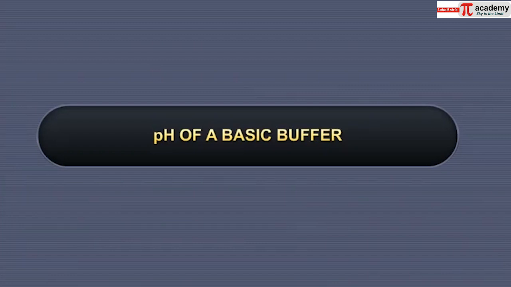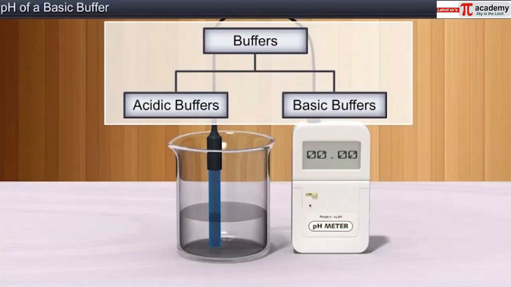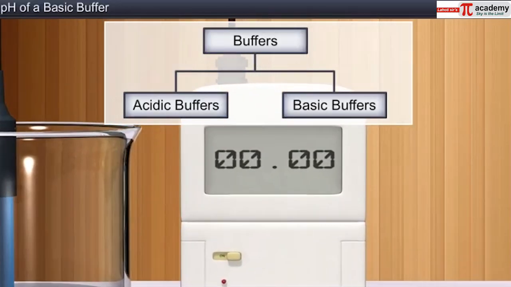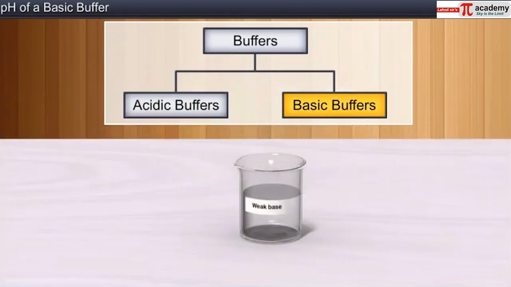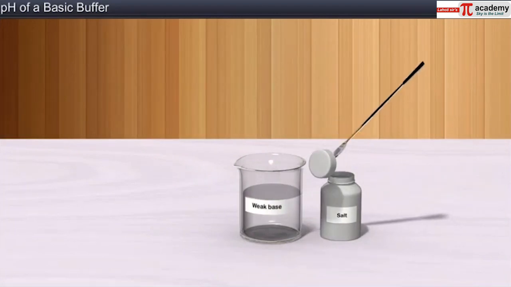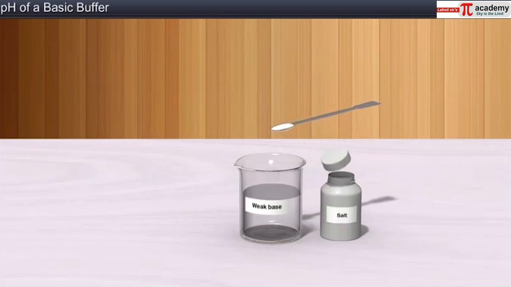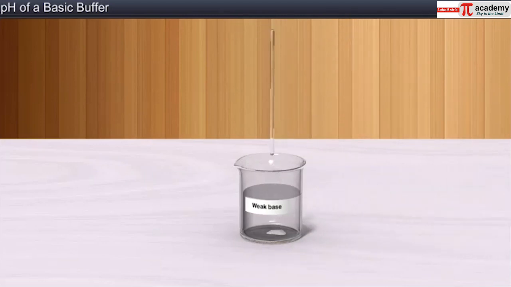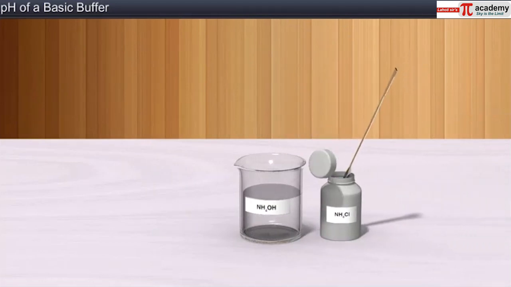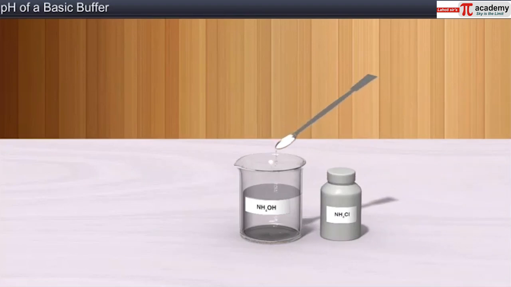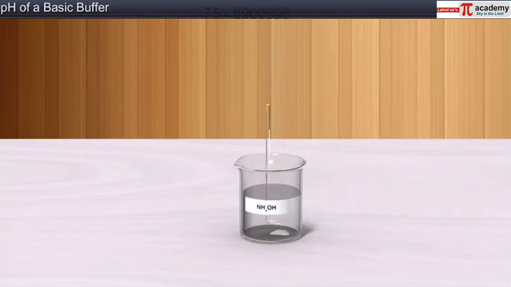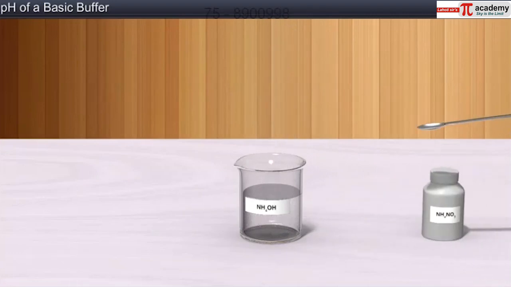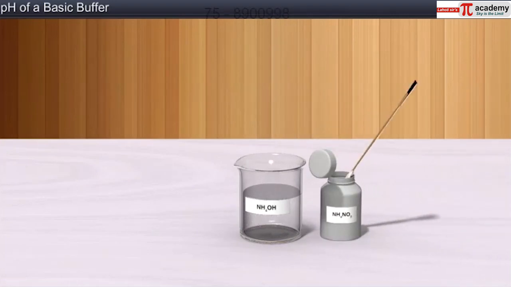In this module, you will learn about pH of a basic buffer. Based on its pH value, a buffer solution can be classified as acidic or basic. Generally, a basic buffer is prepared by mixing a weak base and its salt. One very common example of a basic buffer is a mixture of ammonium hydroxide and ammonium chloride. Another example of a basic buffer is a mixture of ammonium hydroxide and ammonium nitrate.